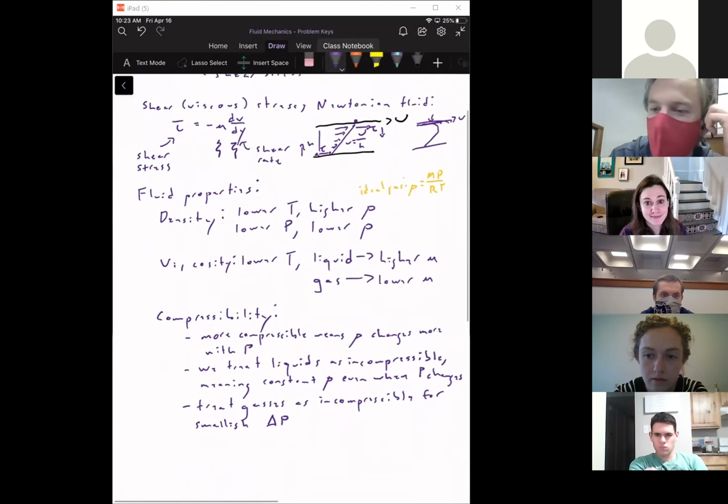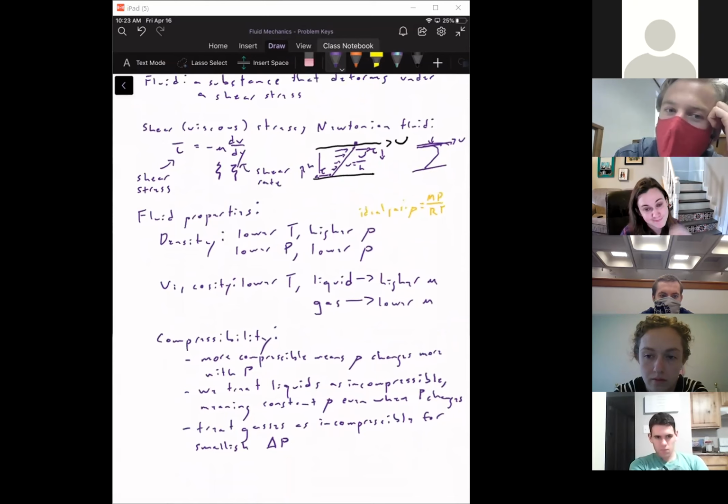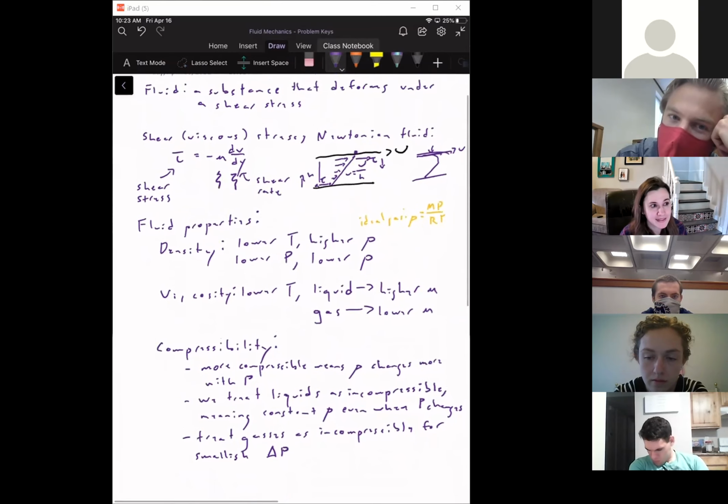Okay. Can I ask a question about that? That confused me, because in the scenario that you drew, isn't dv/dy always positive? I don't understand how it could switch directions.